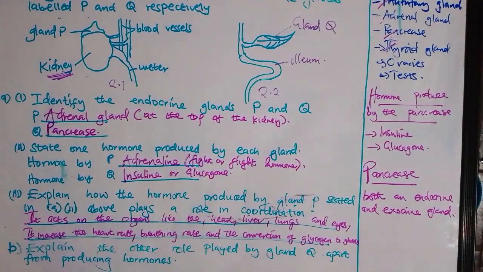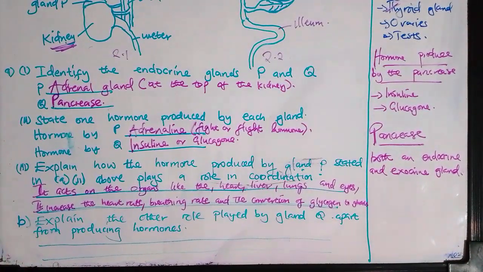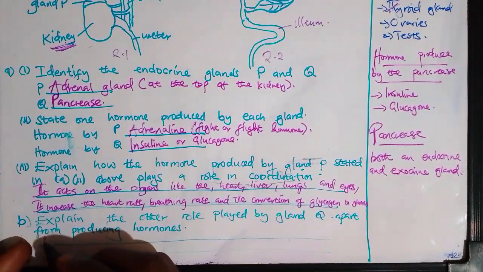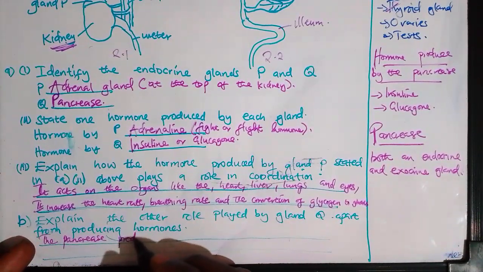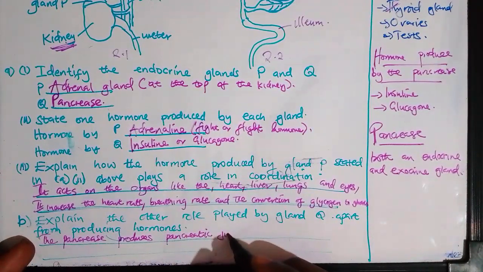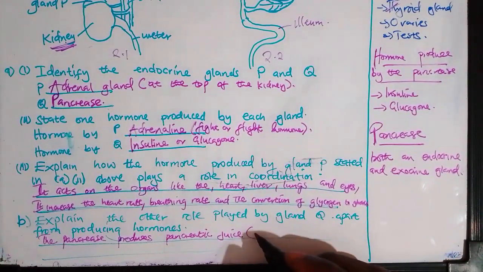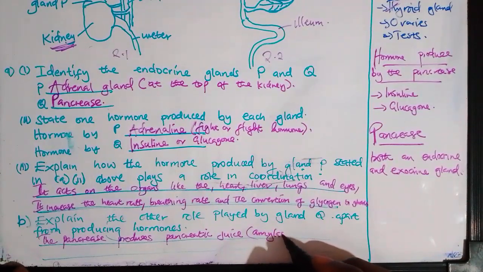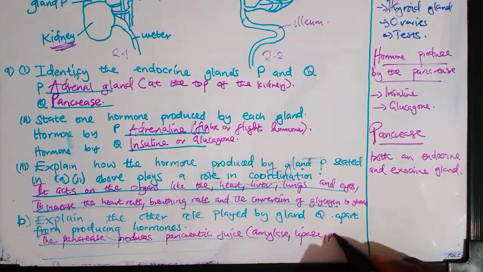Here they are saying the other role, meaning they want you to explain how the pancreas plays a role in digestion. So you can say that the pancreas produces pancreatic juice. So what is pancreatic juice? Pancreatic juice contains enzymes such as amylase, lipase, and also protease.